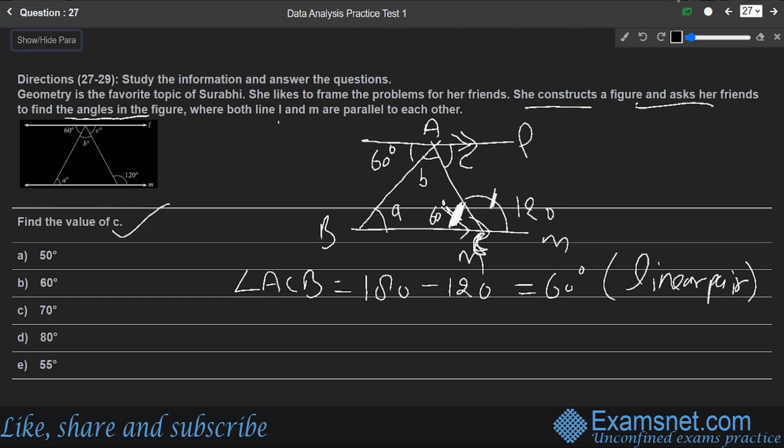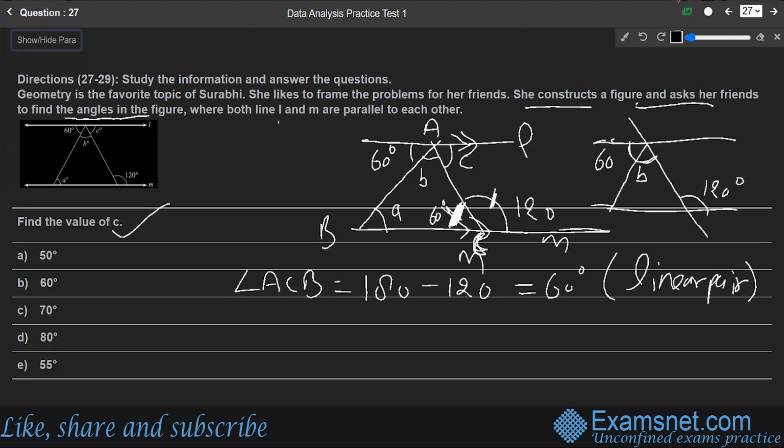Now, if this is 60 degree, we can formulate some other things also. Now, as we know, these are two parallel lines, and this is the transversal going like this, and this very angle is 120 degree. In parallel lines, the interior alternate angles are also equal. So the interior alternate angle of this 120 degree is nothing but this very angle, which in the diagram is the sum of 60 and b.